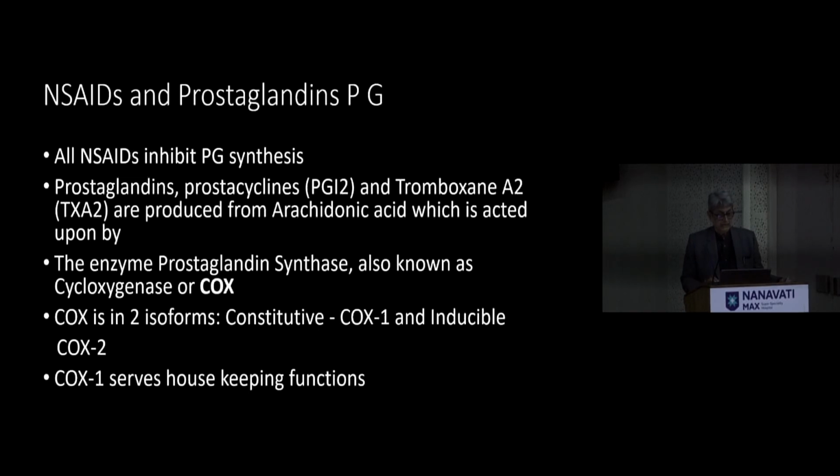Prostaglandins, prostacyclins and thromboxane A2 are produced from arachidonic acid, which is acted upon by the enzyme prostaglandin synthase, also known as cyclooxygenase or COX. We are going to talk about COX all the time because it will be COX1 and COX2 all the time. COX2 is an isoform. COX2 is inducible, in inflammation, and COX1 is constitutively present in all the organs. That is very important for us to remember.